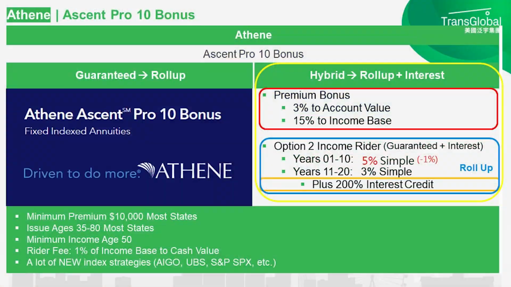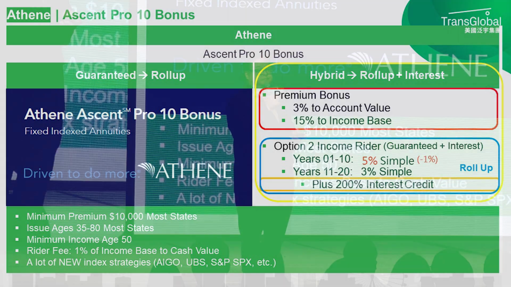The other one is Ascend Pro Bonus Option 2. We talked about Ascend Bonus Option 1, which is guaranteed income, and this one, Option 2, is hybrid. They recently dropped the roll-up rate from 6 to 5%.